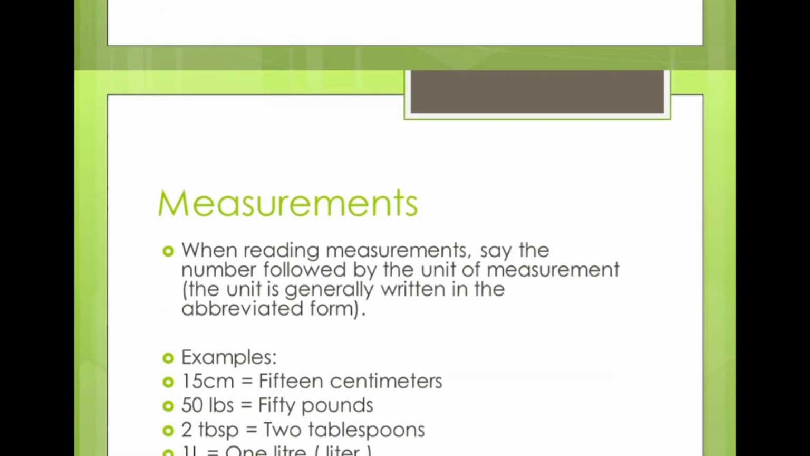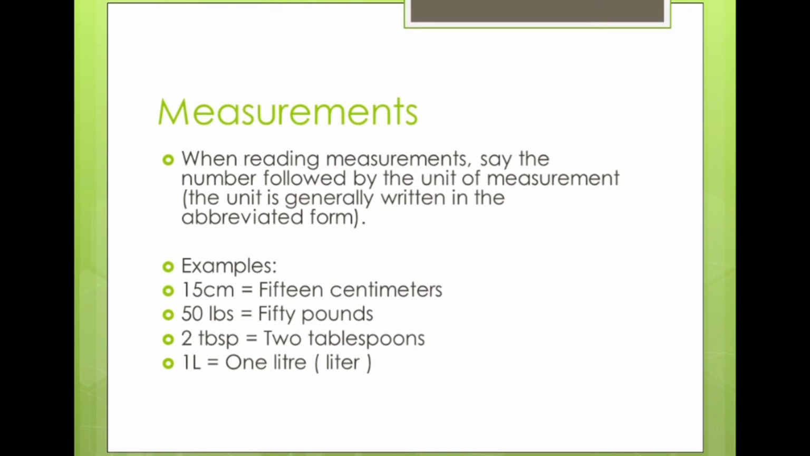But how do we read measurements? Simply say the number followed by the unit of measurement. The unit is generally written in the abbreviated form. Examples are 15 centimeters, 50 pounds, 2 tablespoons, and 1 liter.